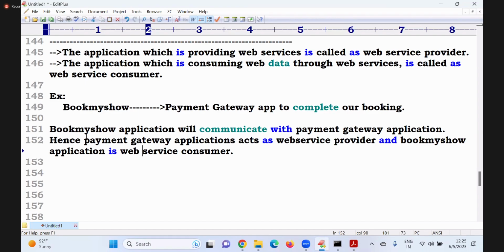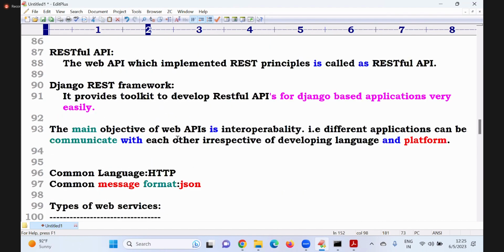Suppose you take the Jio application. There is a Jio recharge center. Whenever you recharge your mobile, it goes to the Jio recharge service provider. So those who provide services are called web service providers, and we who use them are the service consumers. So this is the basic terminology.